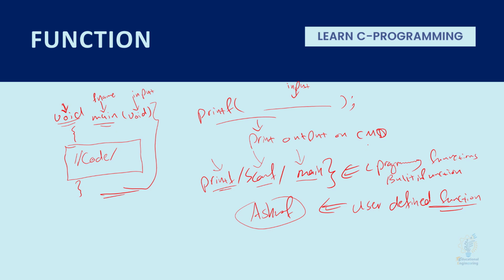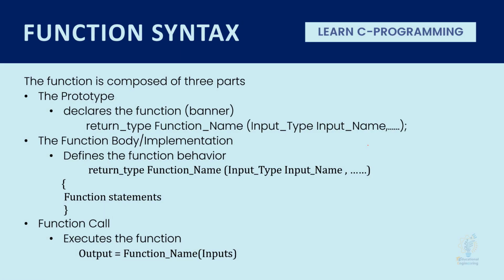Now, to make things more clear, we need to talk about what you should do if you want to create your own function. Well, you need to understand that a function consists of three parts, and you need to memorize these parts. The first part is the prototype. This prototype declares the function. So it tells the compiler that there is a function with this name and these specifications.